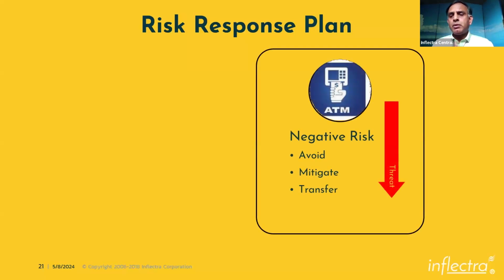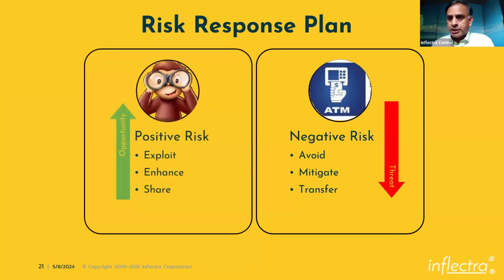So when you look at these things, you take a look at the negative risks, and most often that is how we conceive it. And so you try to avoid it, and if you cannot avoid it, you try to mitigate it. And if there is a possibility that you can transfer it to somebody else, you transfer it. And that's the way you treat the threats.